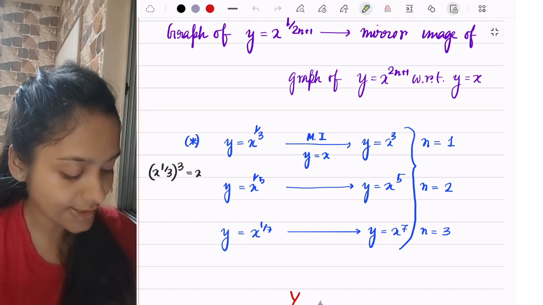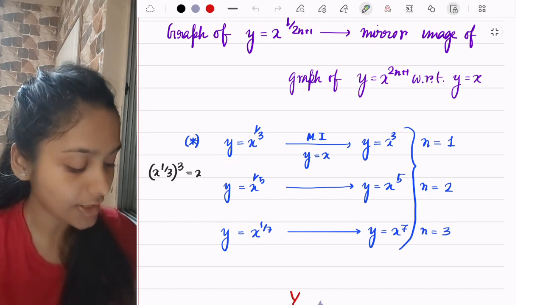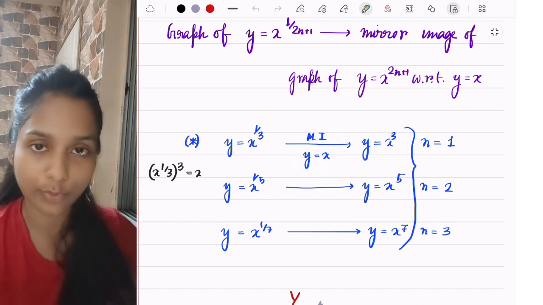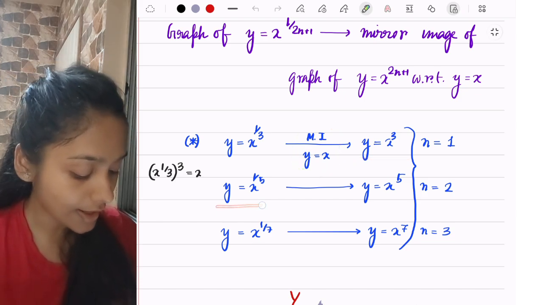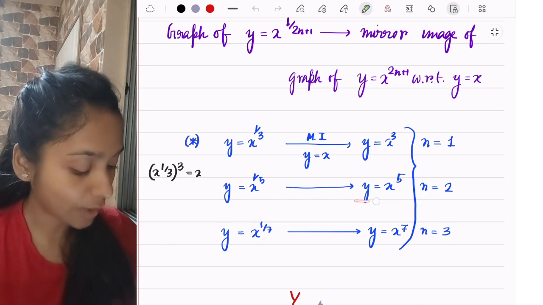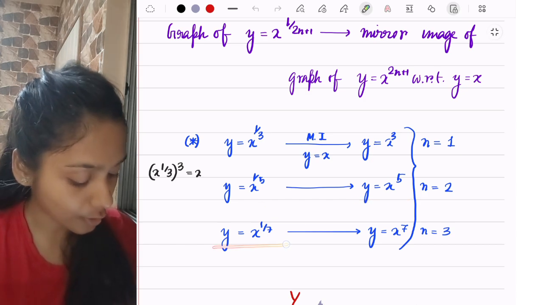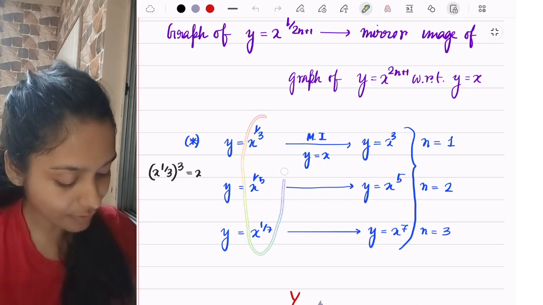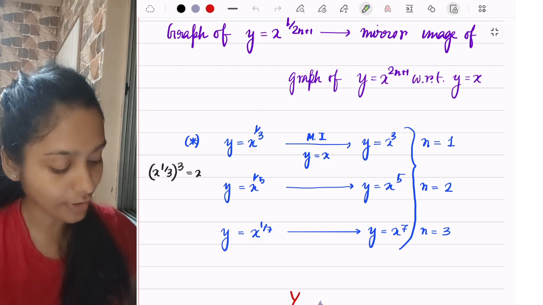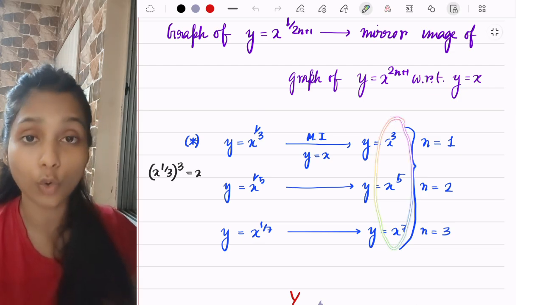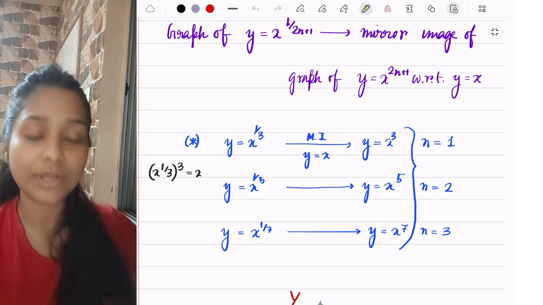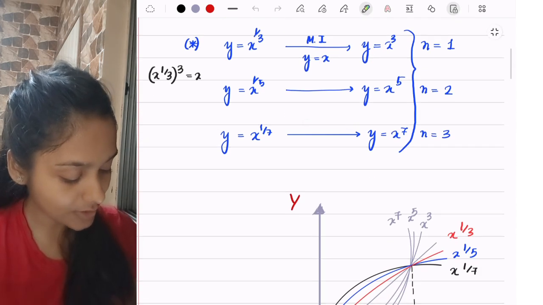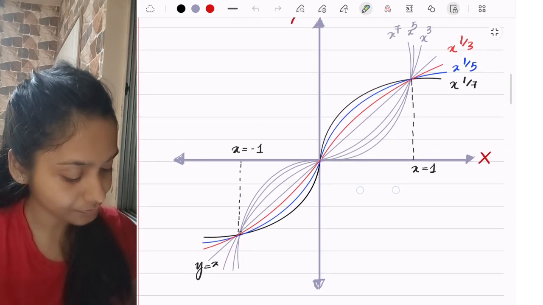So y equals x power 1 by 3 is the inverse of x cube. So they must be the mirror image of one another with respect to y equals x. Same occurs for y equals x power 1 by 5 and y equals x power 5, y equals x power 1 by 7 and y equals x power 7. So we will plot these functions and the generalization of these functions by using these already known functions and by taking the mirror image of these functions with respect to y equals x. Now let us move to the graph of this function.